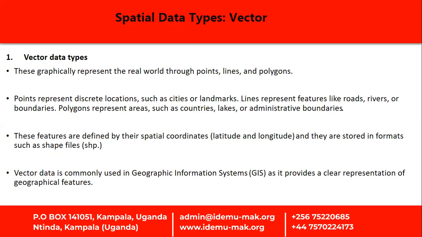If you have the Google Map app and you look at it, you will see that there are points, and those points indicate a location, a place, a hospital, and all that. So those points are under vector data types. And we also have lines. These lines can show boundaries, they can mean rivers, they can mean roads, they can show where a particular area is.